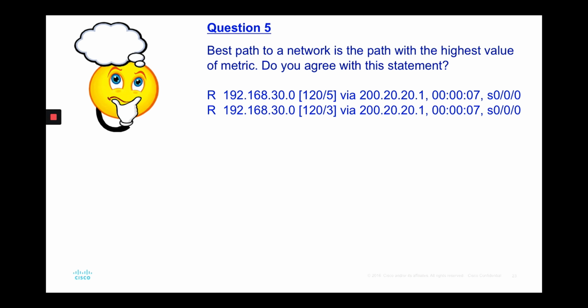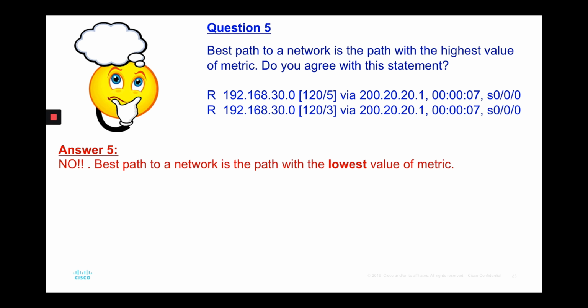Okay, now let's look at the last question, which is question 5. The best path to the network is the path with the highest value of metric. Do you agree with this statement? I believe that you have the answer right. Okay, we have been talking about this all over again. So the answer will be no. The best path to the network is the path with the lowest value of metric.